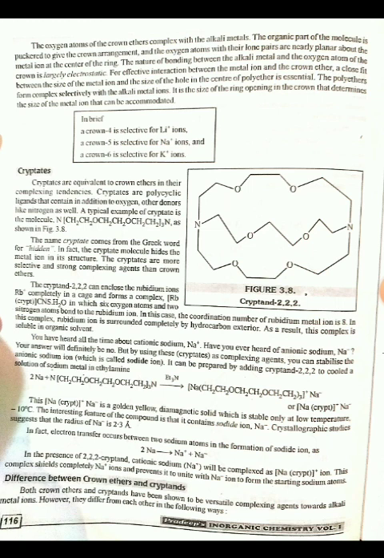The cryptand 222 can enclose the rubidium ion, Rb+, completely in a cage and forms a complex, Rb crypt CNS.H2O, in which 6 oxygen atoms and 2 nitrogen atoms bond to the rubidium ion. In this case, the coordination number of the rubidium metal ion is 8. In this complex, the rubidium ion is surrounded completely by a hydrocarbon exterior. As a result, this complex is soluble in organic solvent.